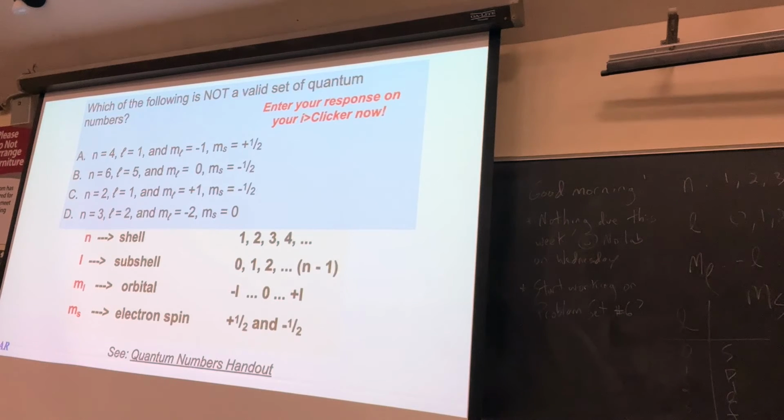M sub L numbers have to go between positive L and negative L. So if L equals 1, M sub L could be negative 1 to positive 1: negative 1, 0, plus 1, so that's okay. And the new player on the block, of course, is M sub S, and M sub S can only be positive or negative 1/2. So it's probably not too hard to see that this one right here is the bad one, because M sub S is never 0. M sub S is only positive or negative 1/2. The other ones here all work out fine. It's just that M sub S is only positive or negative 1/2.